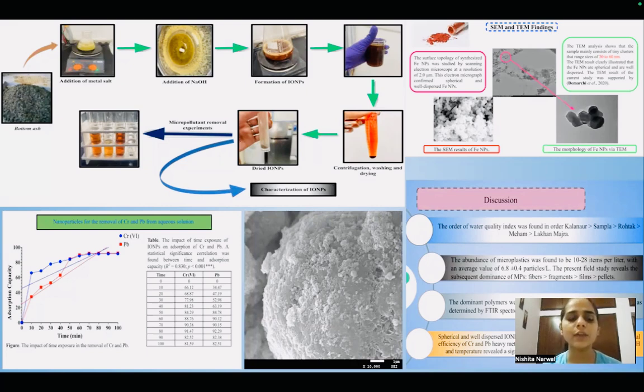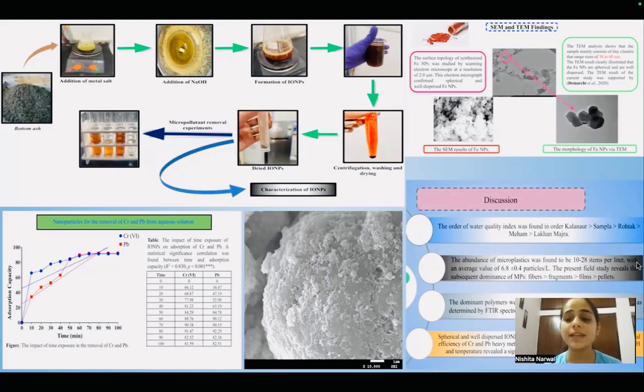Based on this, I have utilized bottom ash for the synthesis of iron oxide nanoparticles and for the removal of both of these microcontaminants. It can be seen that proper spherical nanoparticles were obtained and that could be utilized for the removal of both of these pollutants.